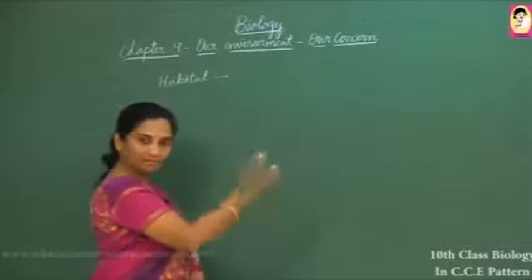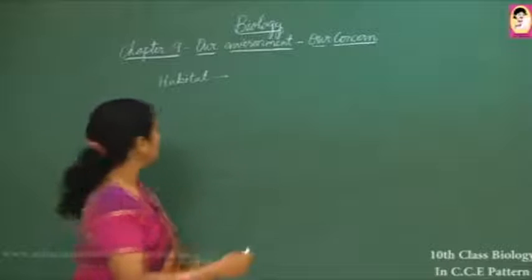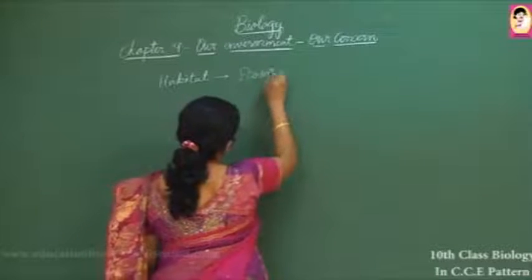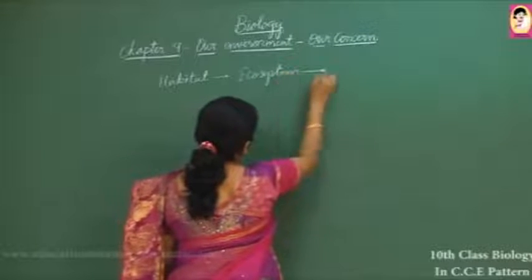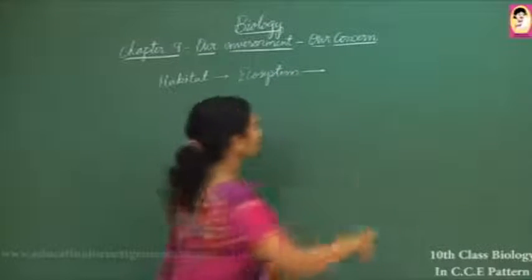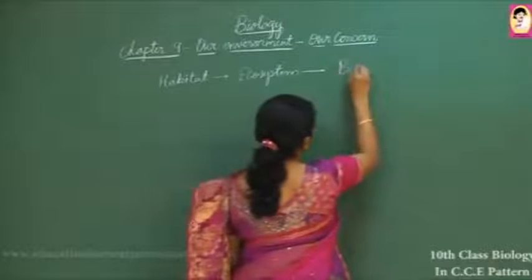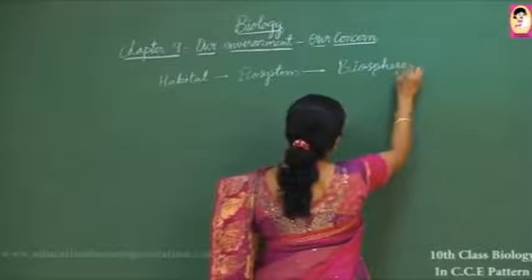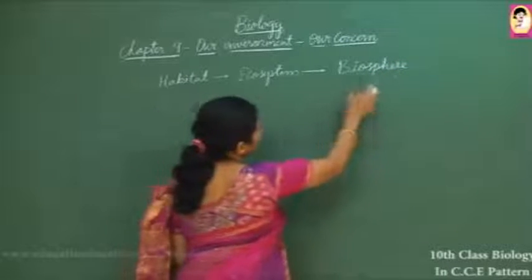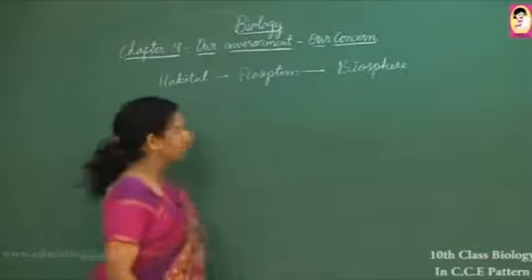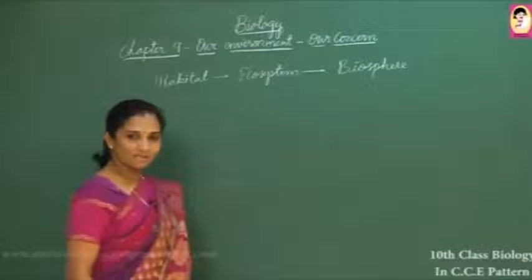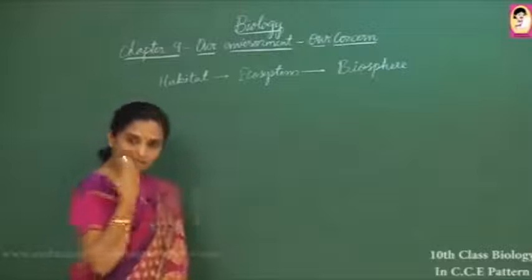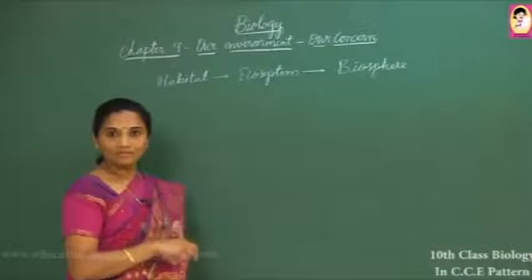From habitat, we go to a bigger structure, which we can call an ecosystem. And in a more elaborate way, we go to the biosphere, where we take the example of all the living organisms which can survive here. So all living organisms come under this. Let us have a look at what the biotic and abiotic components are here. Yes, a habitat is a place where you can find some living organisms and some non-living components.